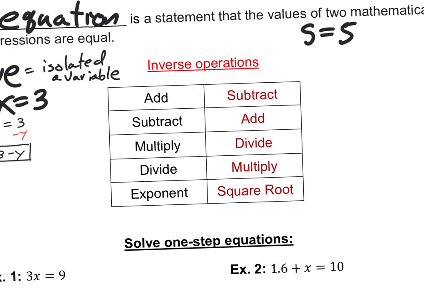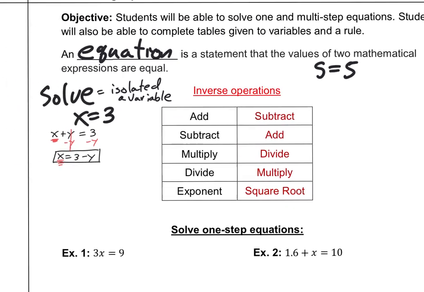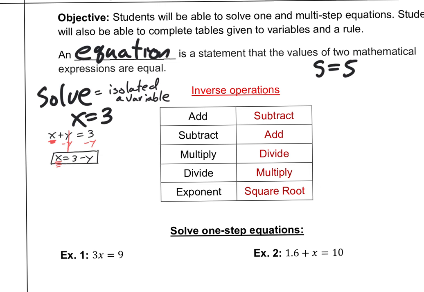All right, then we have this list of inverse operations. Why is this important? Well, because remember, what we're going to be doing is undoing what's happening to the variable that we're trying to solve for. In order to isolate the variable, we have to undo what's happening. So if something's being added to it, we subtract. If something's being subtracted, we add. If something's multiplying, we divide. If something's dividing, we multiply.